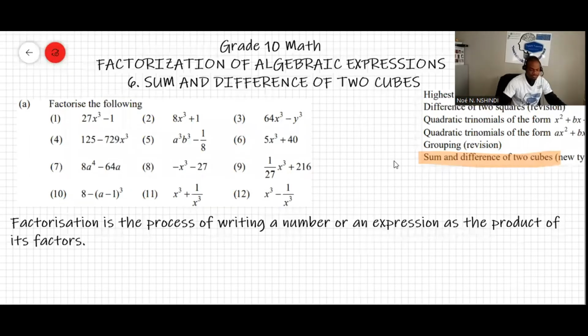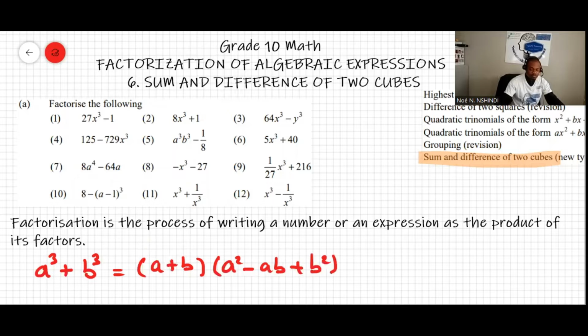If I say a to the power of 3, it is a cube because it's a times a times a. And then the formula says that when we have a cubed plus b cubed, note that we said a squared plus b squared doesn't have a formula. But a cubed plus b cubed has a formula. We call it the sum of two cubes. So this will be equal to a plus b in the bracket, times a squared minus ab plus b squared. We must remember this formula.